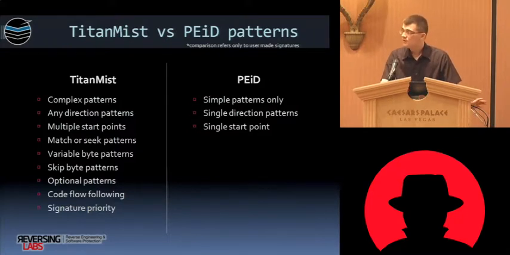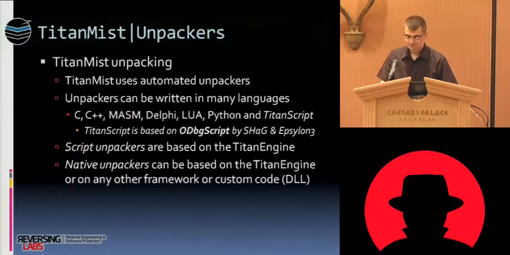But we said that's not good enough, because files can be big in size and we don't want to waste our time scanning the entire file. That's why we added more starting points for our signatures. So we can either seek or match patterns with TitanMist. We have variable byte patterns. We can skip some bytes. We have optional patterns. We can follow the code flow, and we have signature priority. So that's the difference between our project and what's publicly available now.